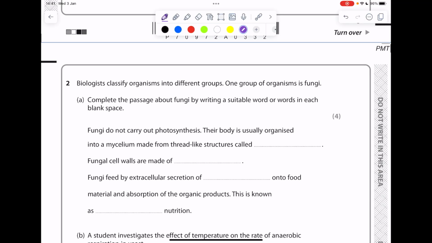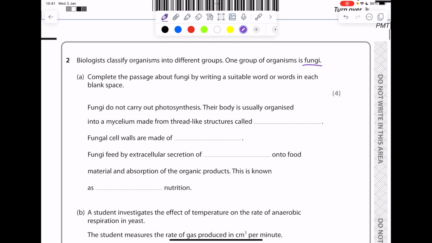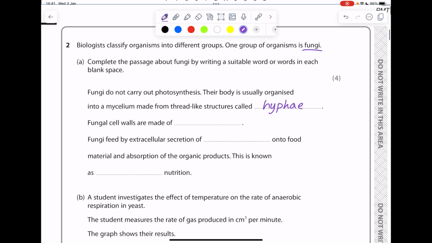Biologists classify organisms into different groups. One group of organisms is fungi. Complete the passage about fungi. Fungi do not carry out photosynthesis. Their body is usually organized into a mycelium made from thread-like structures called hyphae. Gosh, you're going to have to learn this very carefully, guys.